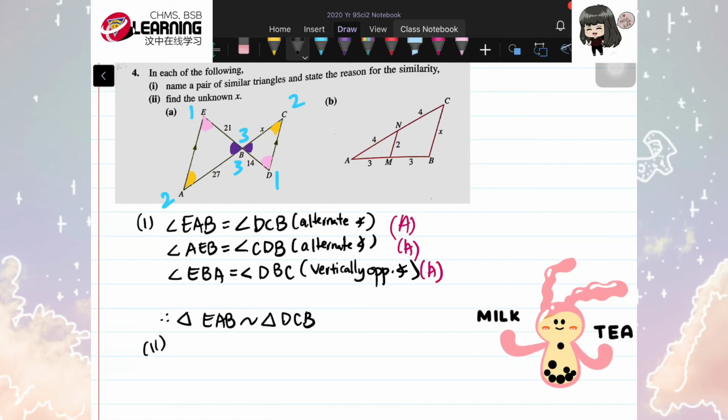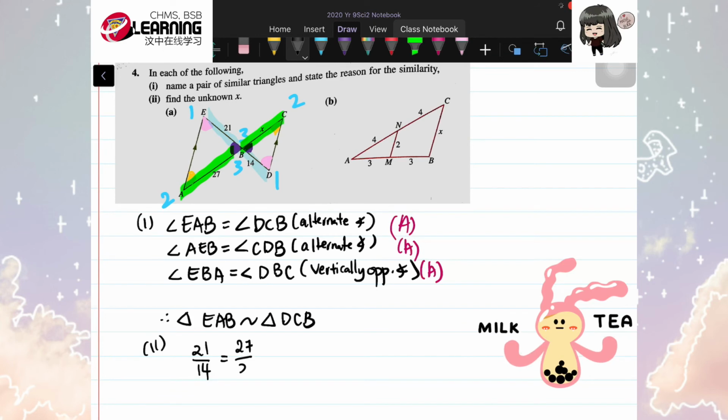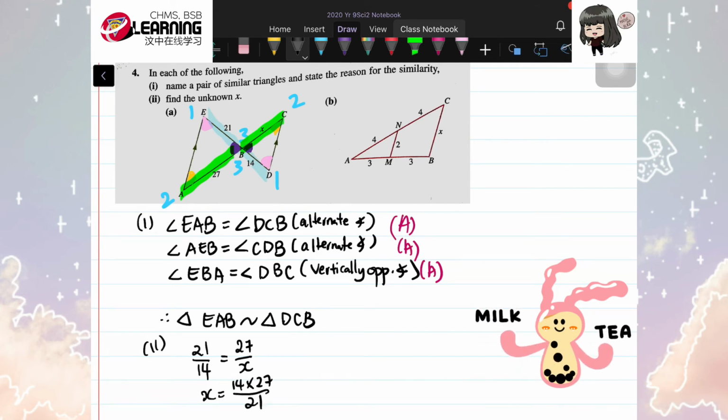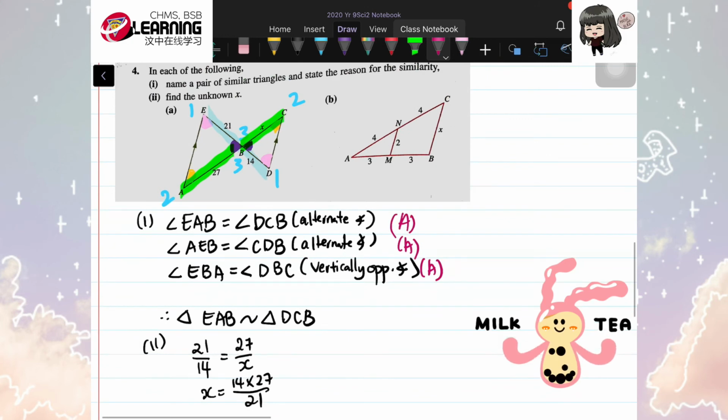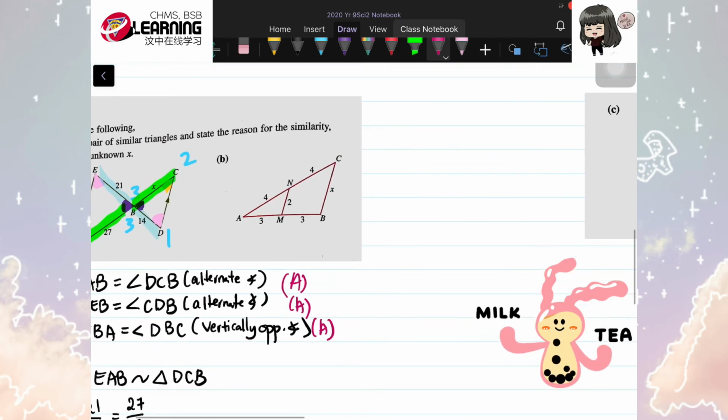So now part 2, find the unknown x. This one we must use ratio to find out. So 21 and 14, compare with the green one, 2 3 with 2 3. So 21 over 14, the blue one, is equal to 27 over x. So x is equal to 14 times 27 over 21. And after you simplify, you will get 18. Done. Okay, let's look at B.